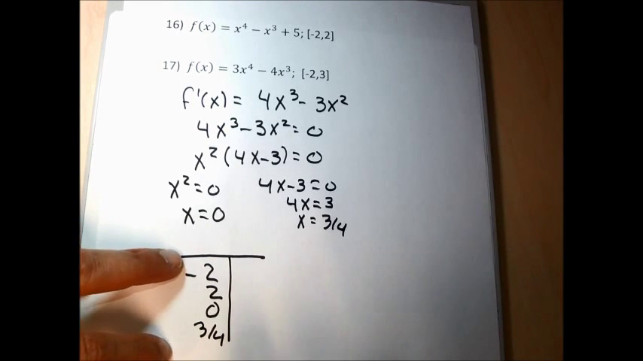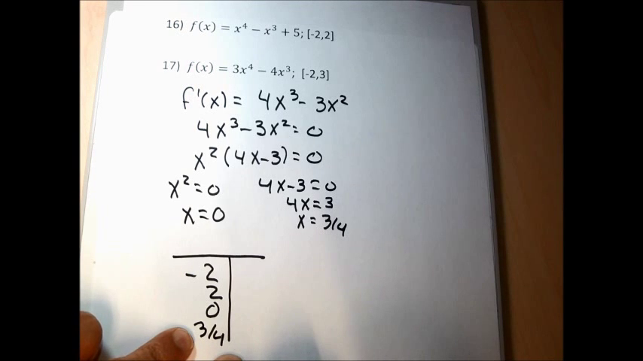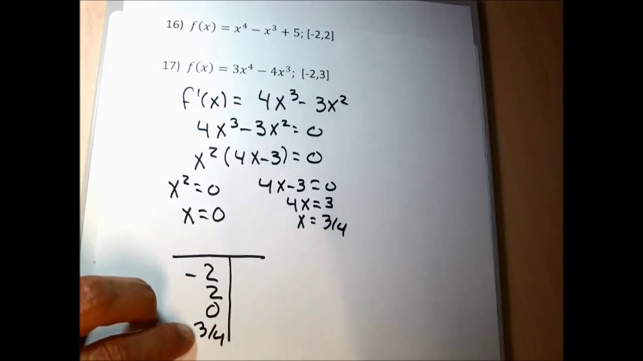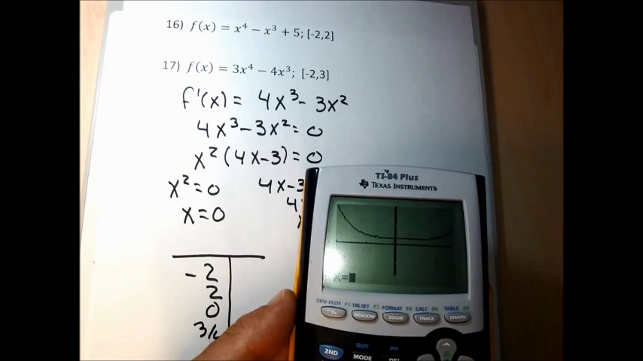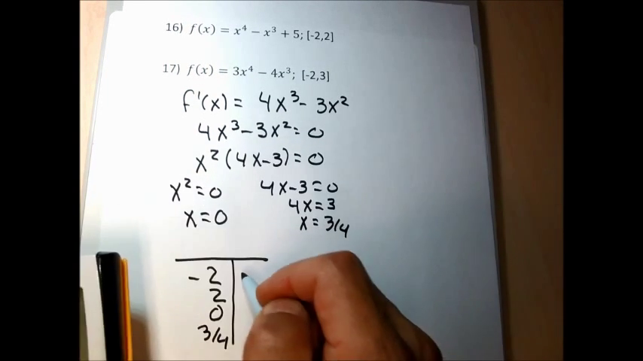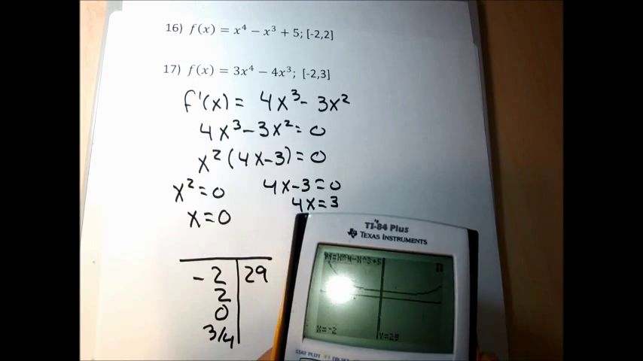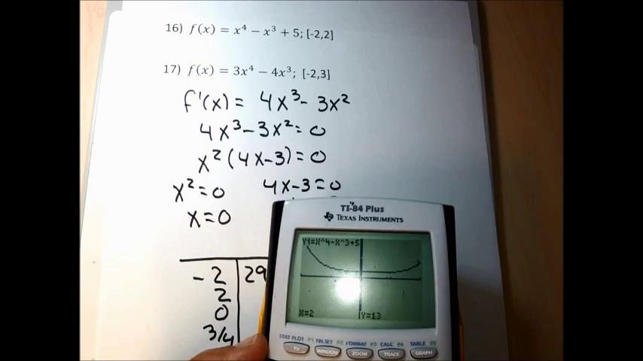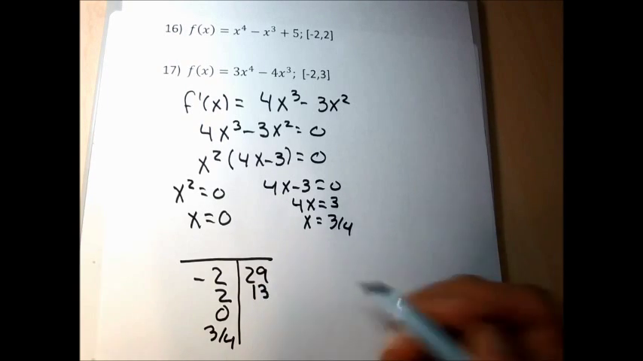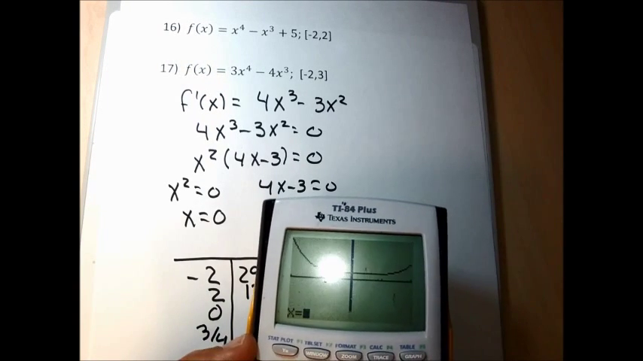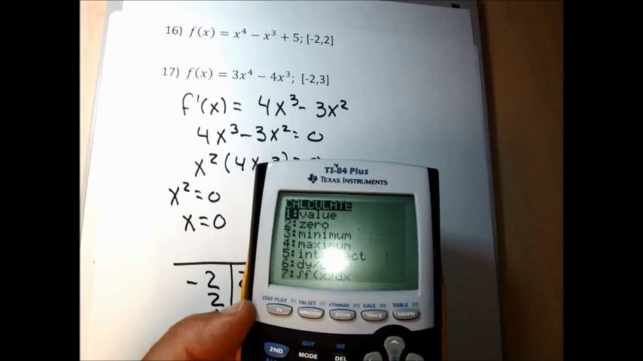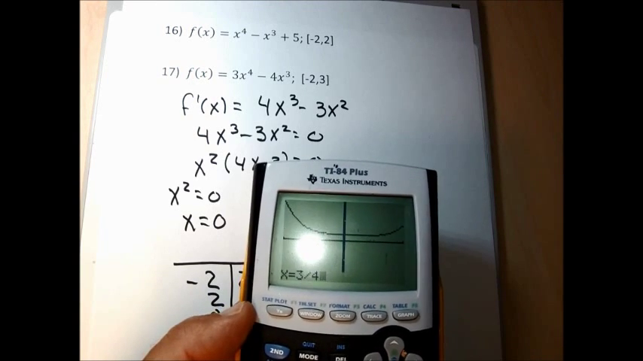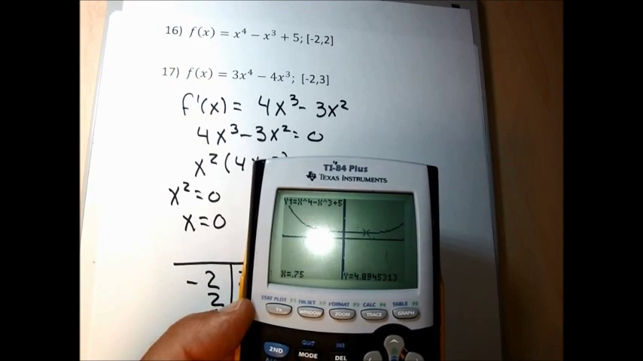using my value. This y right here, my calculator is going to give me a decimal, and that's not going to be suitable for a final answer, but it's going to help me determine the final answer. So now I'm going to go second calc value, negative 2, and I get positive 29. Second calc value 2, and I get positive 13. Second calc value 0, and I get 5. And then second calc value 3 divided by 4, and I get 4.89.